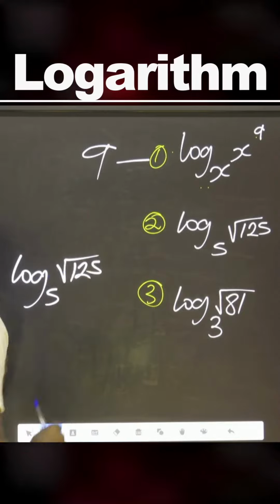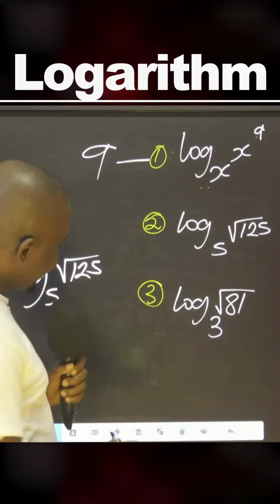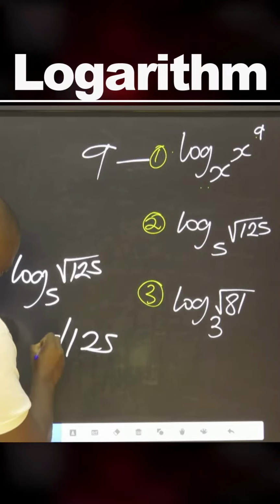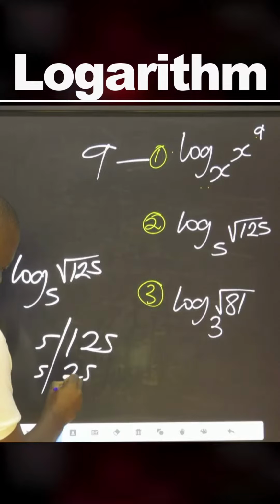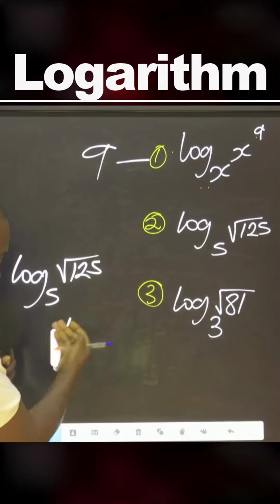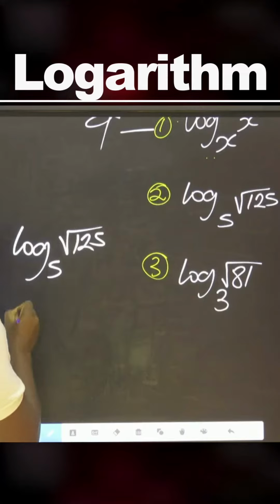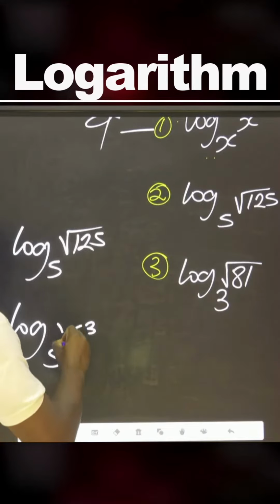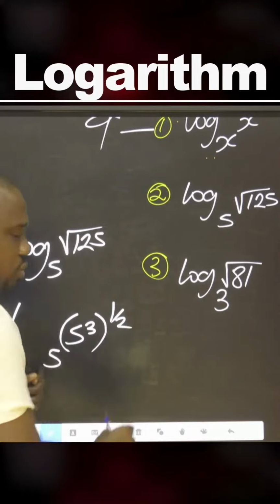What is the meaning of this 125? In terms of 5, 5 here is 25, 5 here is 5, 5 here is 1. That is 5 raised to power 3. So I can write this as 5 raised to power 3 square root. What is the meaning of square root? That is raised to power 1 over 2.